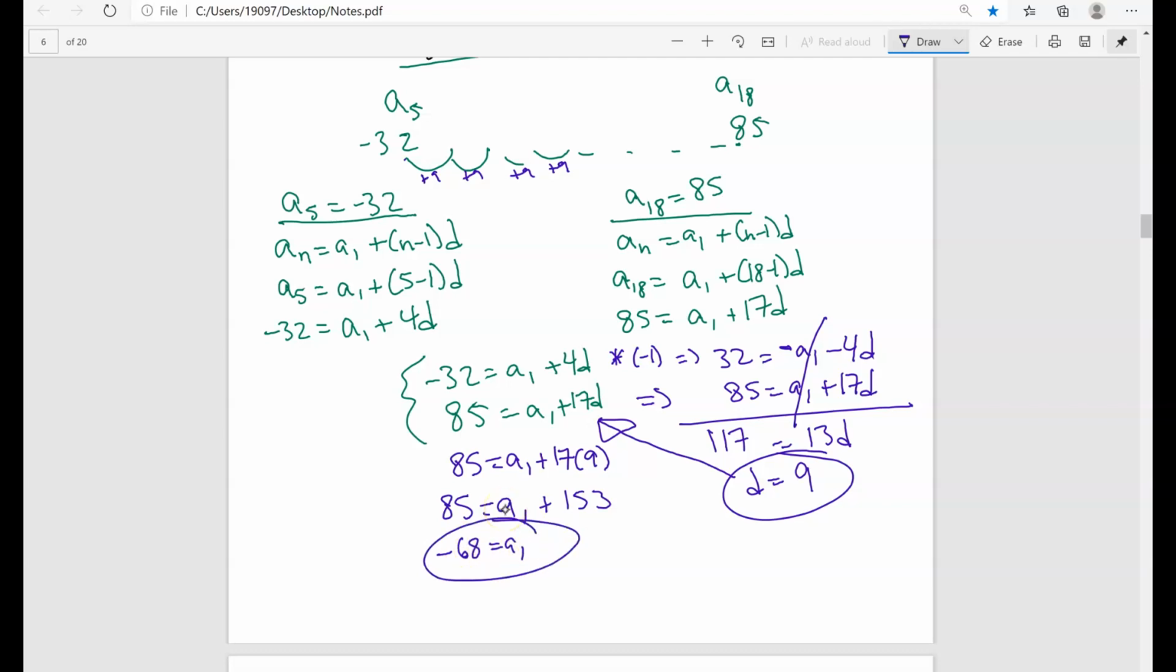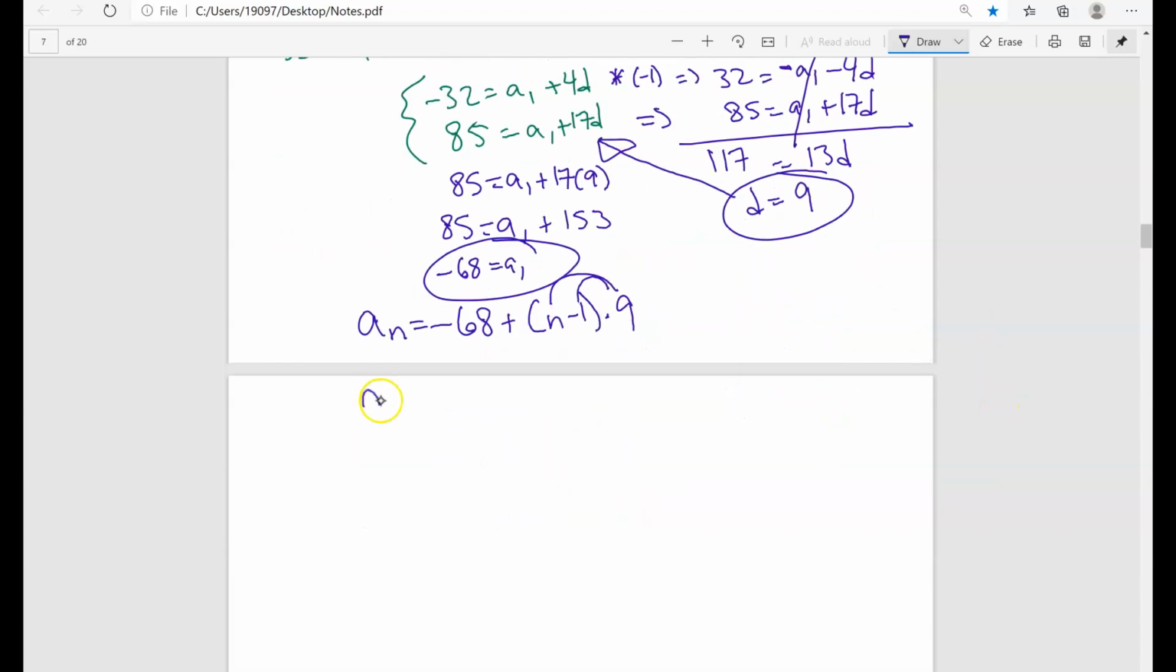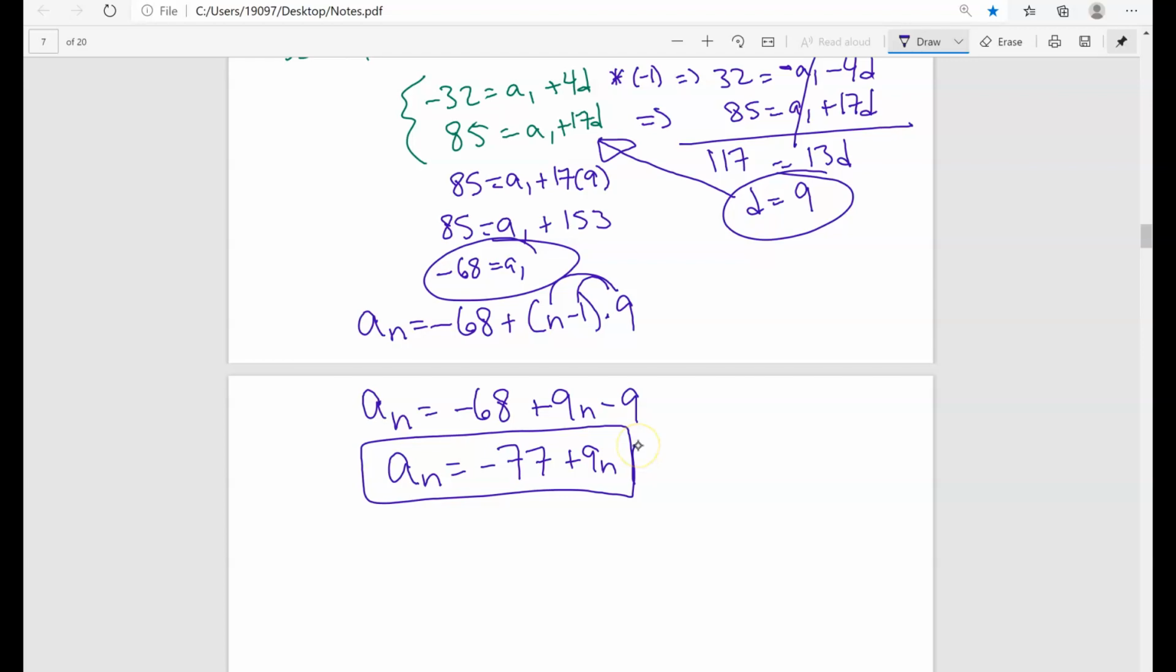So what that means is that the real solution, A sub n, is going to be A1, which is negative 68, plus n minus 1 times d, which is 9. And I can FOIL this out. So you're going to get A sub n equals negative 68 plus 9n minus 9. So A sub n gives me negative 68 minus 9, which gives me negative 77 plus 9n. So here is the true formula. So a little bit more involved, but you can still do it using a system of equations. And now I can figure out what any value of n is. If I wanted to know the 13th term, I can plug in 13 now.